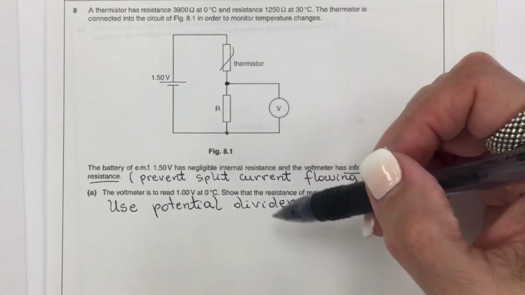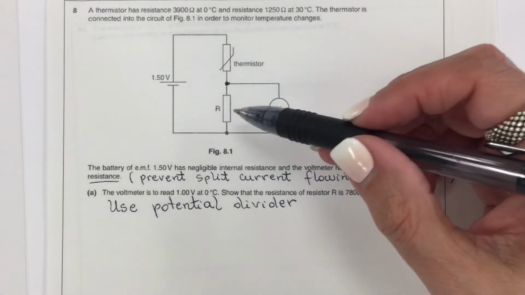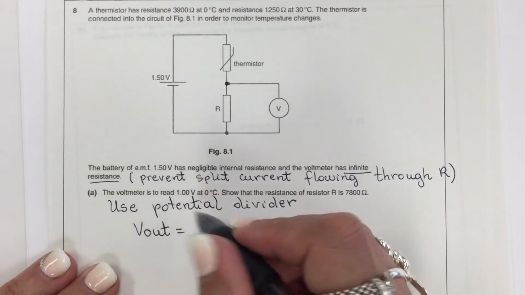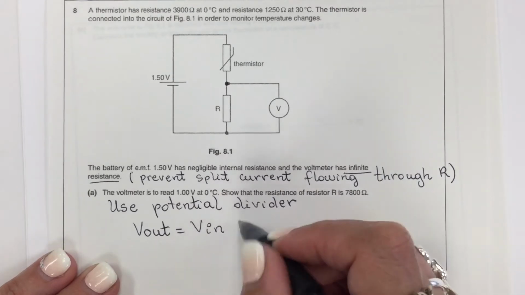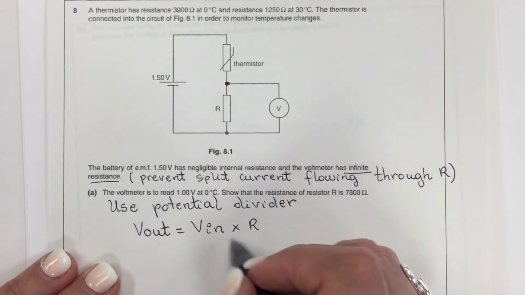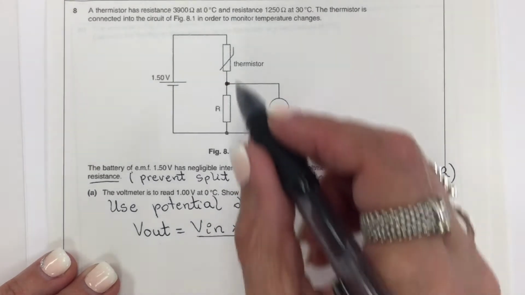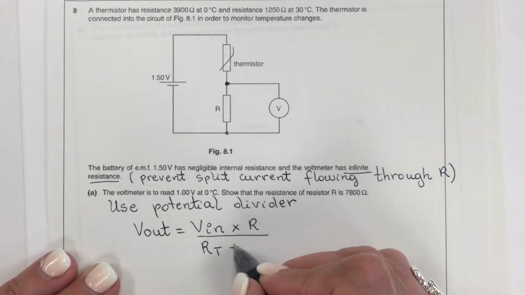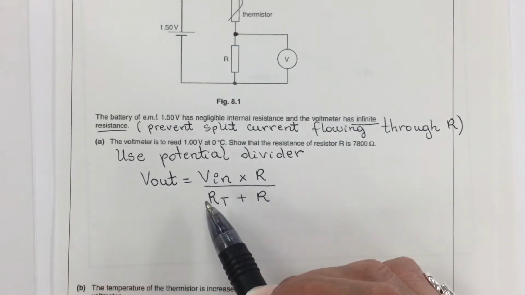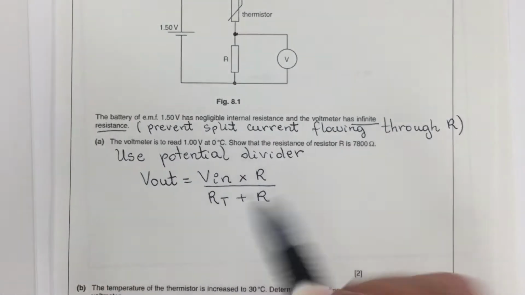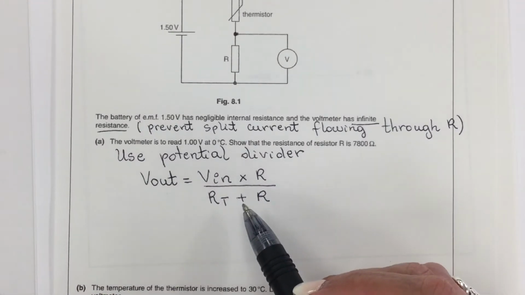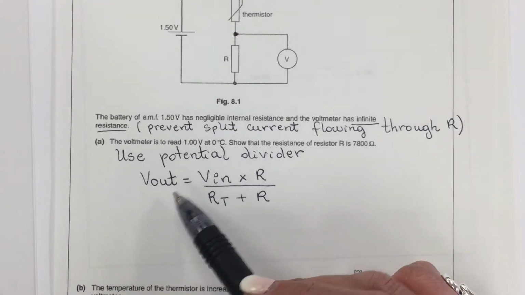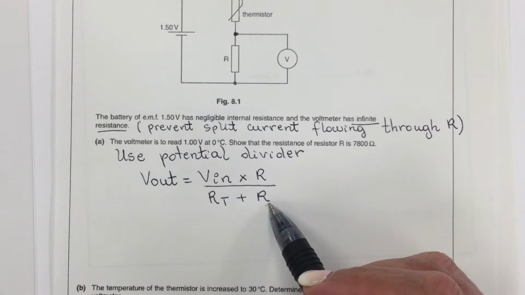So I'm going to use a potential divider to find the value of this R. So V out is V in times R, this R over the value of the resistance in this thermistor plus R. By using the potential divider formula, I don't need to calculate the current flowing in the circuit, which will make it easier for me to calculate the resistance that the problem is asking.